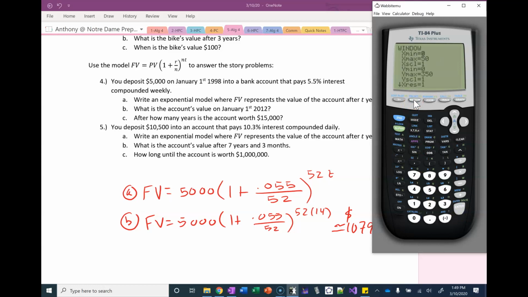So again, X is years. It took 14 years to get to 10,000 and change. So I don't know, by 30 years, we should definitely get to 15,000, right? So maybe I'll go 0 to 30. That seems pretty reasonable.